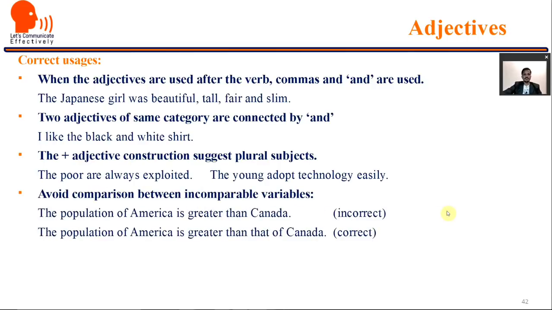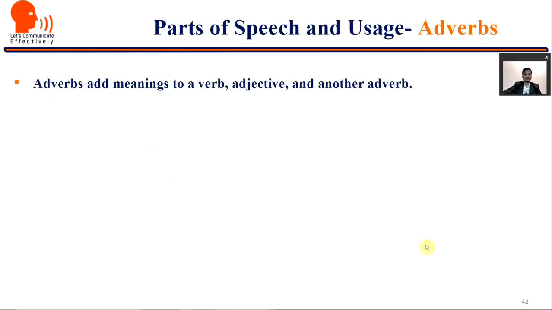Avoid comparison between incomparable variables. For example, the population of America is greater than Canada. So here what we are doing, we are comparing the population of America with Canada as a country, which is incorrect. So rather we should say the population of America is greater than that of Canada. So 'that of Canada' is used for the population, like the population of America is greater than the population of Canada. Instead of that, we are using 'than that of Canada'. This is the correct usage.